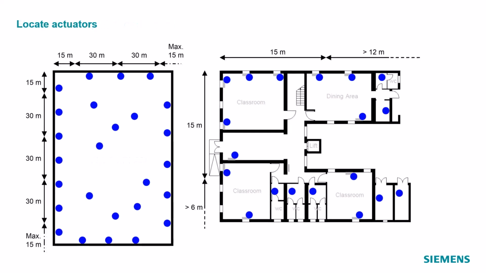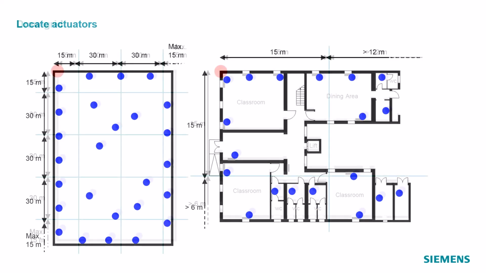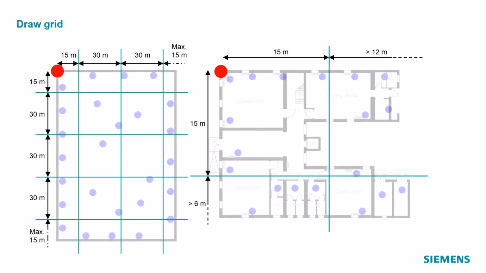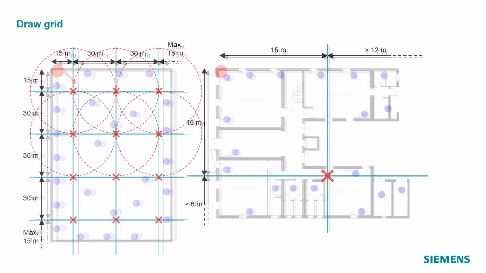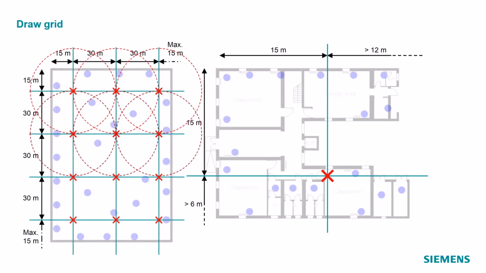It is helpful to draw a grid on the floor plan. Starting from the upper left-hand corner, mark the first grid point 15 meters down and 15 meters right from the corner. Add grid points 30 meters apart horizontally and vertically, covering the floor area. These points indicate preliminary locations of border routers or mesh extenders.